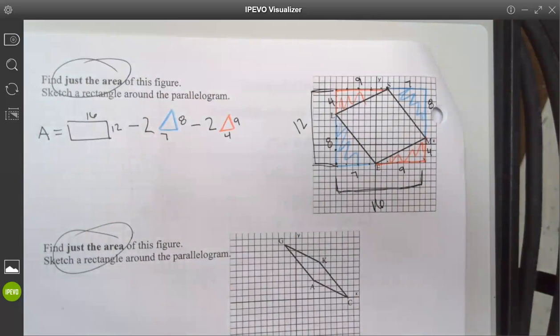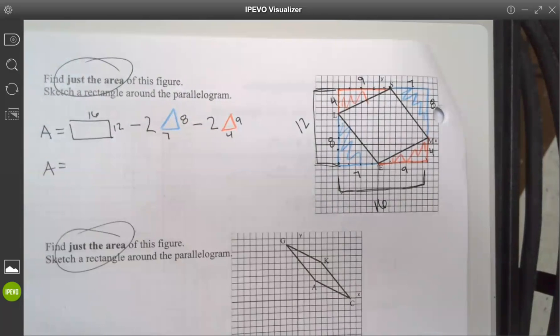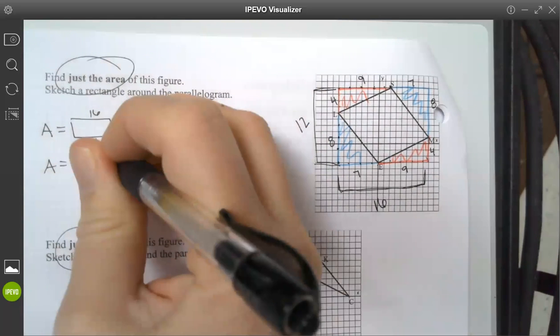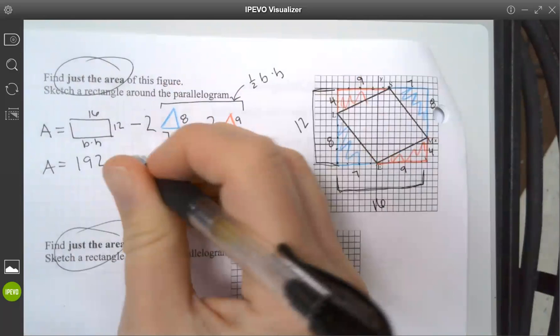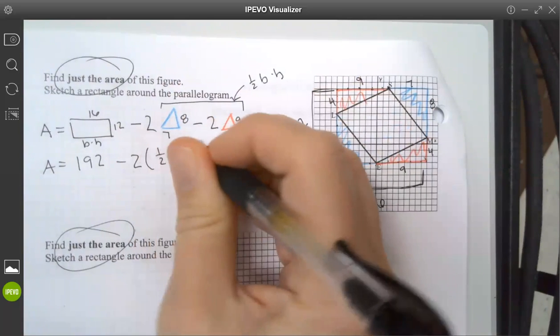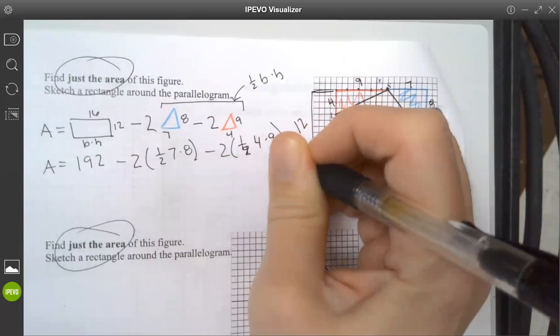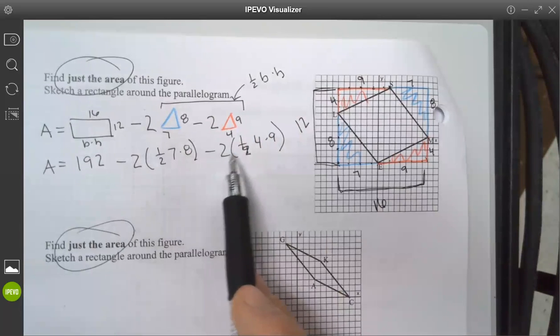And we didn't have to do the Pythagorean theorem only because it didn't ask for the perimeter. It's just area, so I only have to work with rectangles and triangles to get my overall area. So then area equals, I'm not up for mental math today. Let's see, 16 times 12, 192. Remember, this one is base times height. And for my triangles, we're going to go 1/2 base times height. So I'll have 2 times 1/2, 7 times 8. Subtract 2 times 1/2, 4 times 9. Okay, then I have 2 triangles with this area. I have 2 triangles with this area.